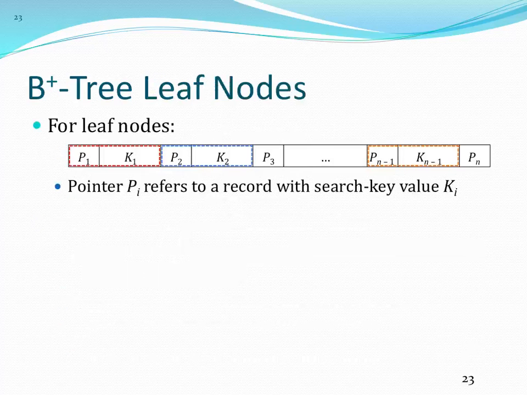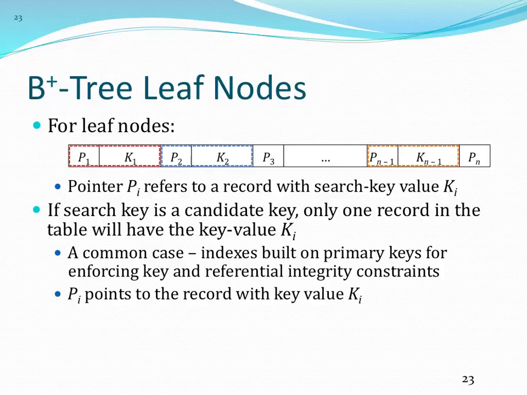Okay, for leaf nodes, the pointer points to a record that has that key's value. So P1 points to a record with K1's search key value. P2 points to a record with K2's search key value, and so forth. So this is how we index into the table file. We have pointers into the table file, and we have the key that goes with that pointer.